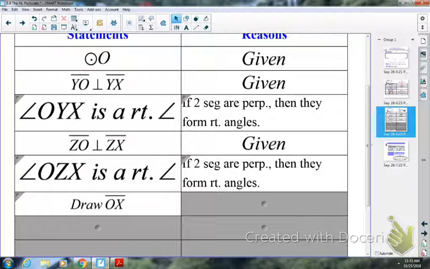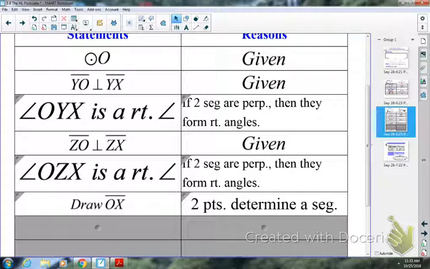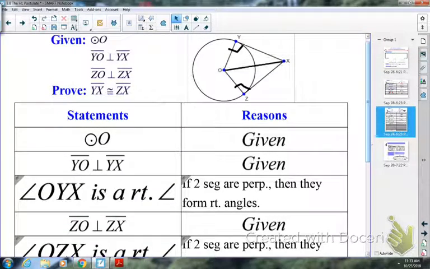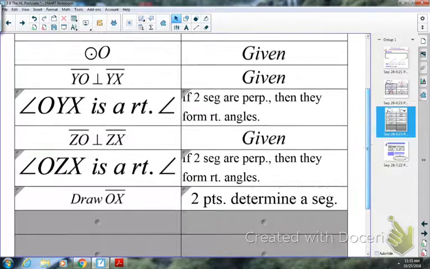Okay, so next, I would actually draw in that segment I was talking about. Draw in segment OX. My reason, we should know by now, two points determine a segment. So I'm going to scroll back up here, and I'm going to draw in segment OX. So you can see now I've got my two triangles. So again, draw segment OX. My reason, two points determine a segment.